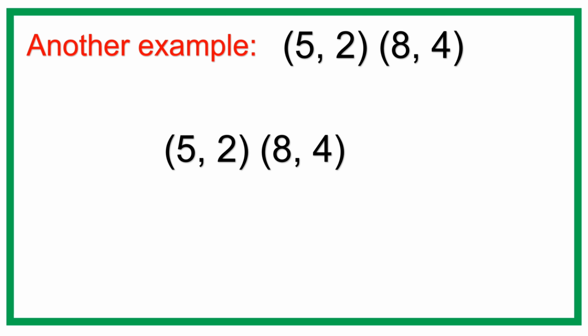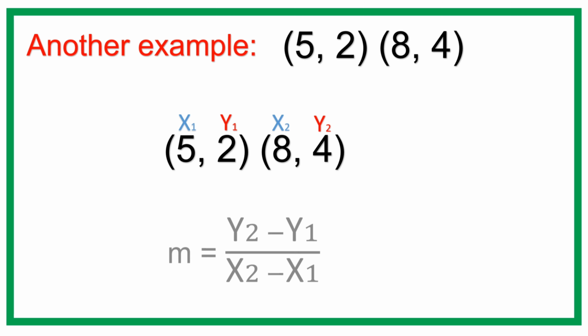Let's have another example. The coordinates we have are (5, 2) and (8, 4). Again, we have x1, our y1, x2, and our y2. Our formula, M equals y2 minus y1 over x2 minus x1. What is our y2? 4. What is our y1? Yes, you got it. It's 2. And what is our x2? It's 8. And our x1 is 5.